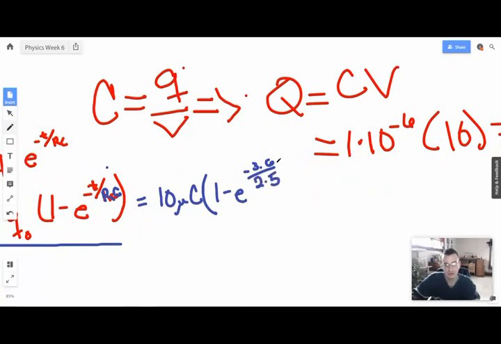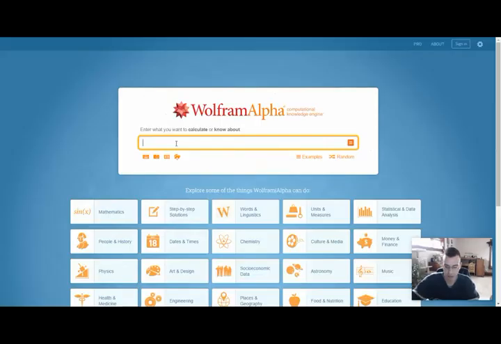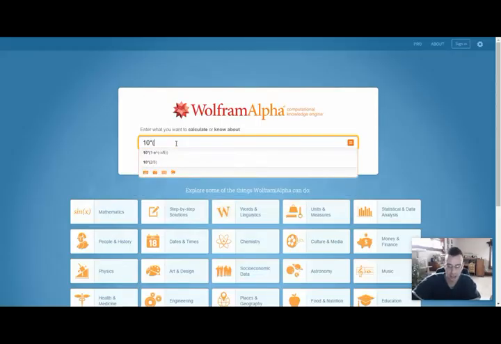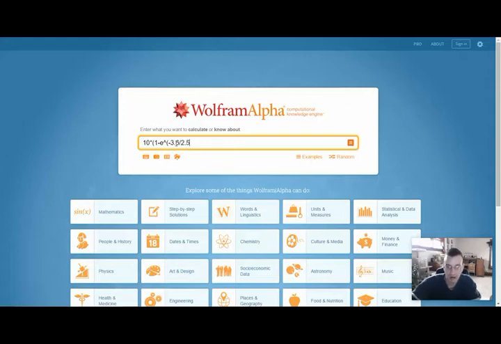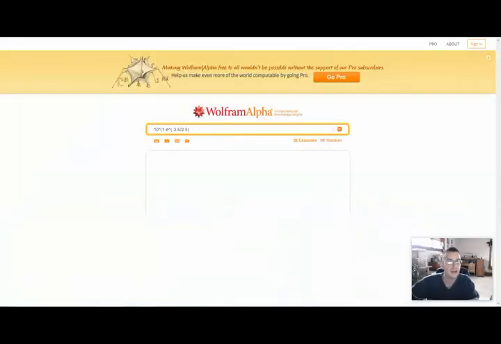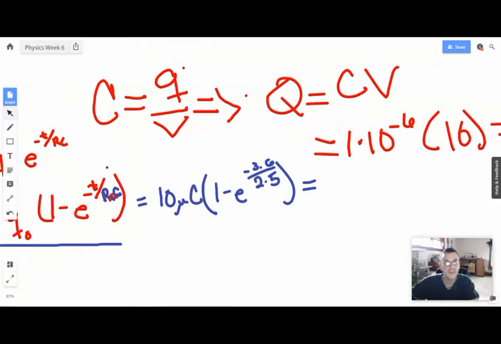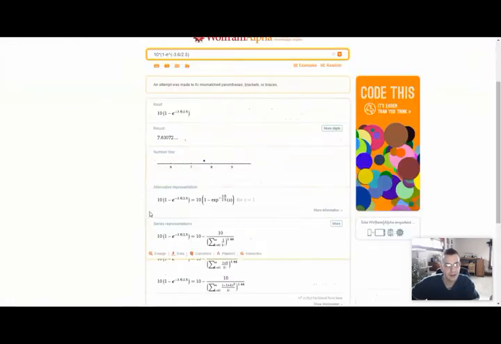$2.5. I'm going to put this into Wolfram and see if it gives me a reasonable answer. So 10 times quantity 1 minus e to the negative 3.6 divided by 2.5. And I get 7.632. It seems reasonable.